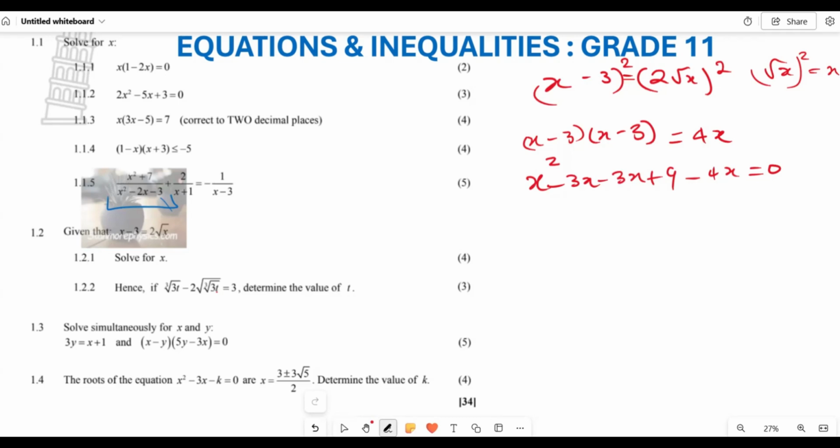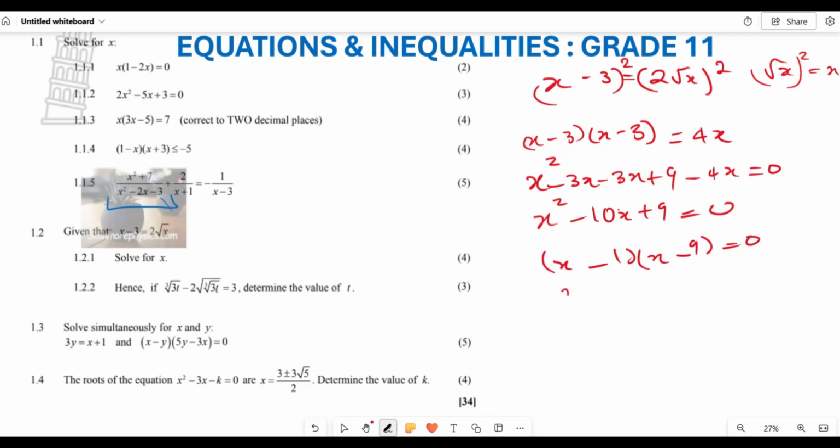When you're collecting the like terms, this is going to be x squared. Now, negative 3 and negative 3 is negative 6. Negative 6 minus 4 gives us negative 10x. Yes, this gives us negative 10x plus 9 is equal to 0. And then this can be factorized. This is same as x and x, here you're having 1 and also 9. To get the negative 10, negative 9 and negative 1 give us negative 10, and negative and negative give us the positive 9.